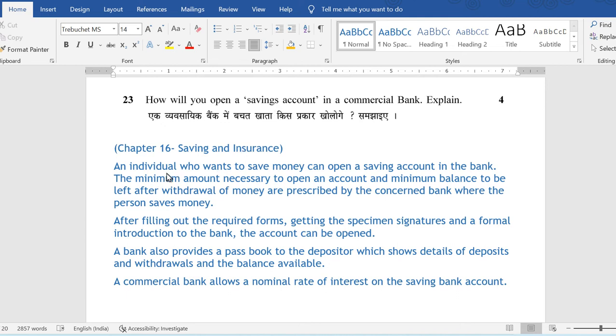An individual who wants to save money can open a savings bank account. The minimum amount necessary to open an account and the minimum balance that has to be left after withdrawal of the money are prescribed by the bank where the person saves his money. After filling out the required forms, getting the specimen signatures, and after a formal introduction to the bank, an account can be opened. A bank will provide you with a passbook once the account is opened, which will show you details of the deposits and withdrawals. A commercial bank will allow a nominal rate of interest on a savings bank account.